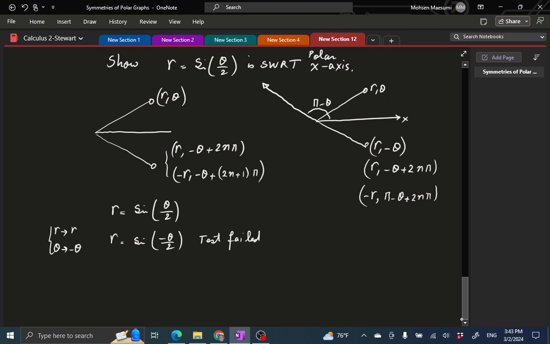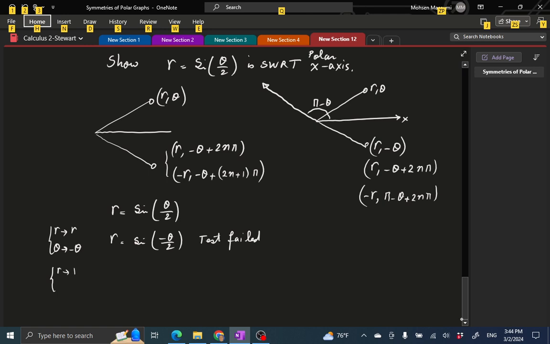Do we conclude that symmetry doesn't exist? No. You have to check every single one of these things and see what happens with all of them. You can't just judge based on one of them. So let's go test another one.